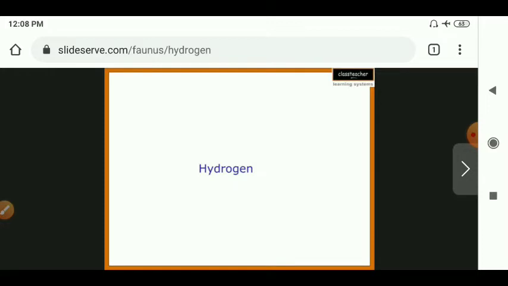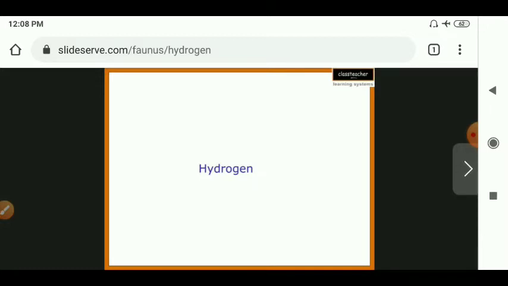In this session, we will see the position of hydrogen, how to prepare hydrogen, and the physical and chemical properties of hydrogen. Next, the isotopes of hydrogen. Finally, we are going to see the compounds of hydrogen, with some examples, how to prepare them, and the physical and chemical properties of the compounds of hydrogen.